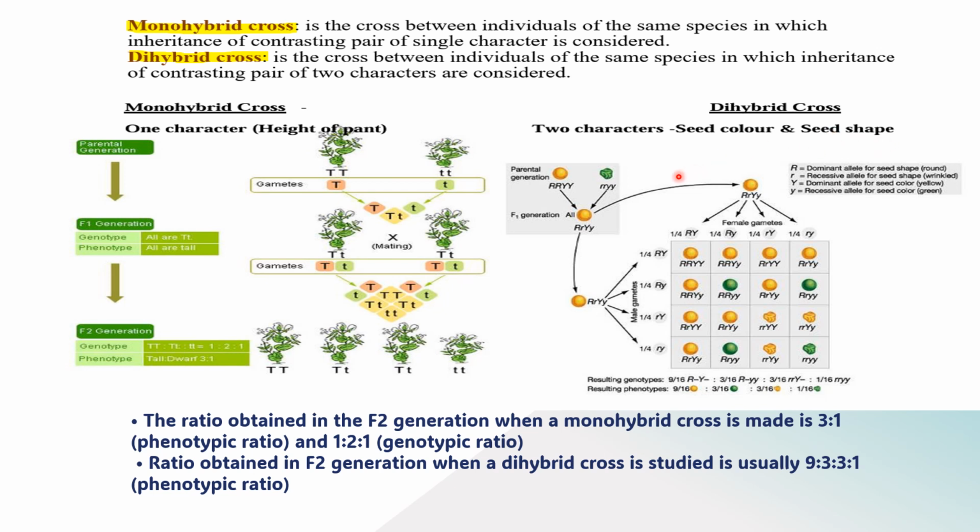Let's see the ratio. The ratio obtained in the F2 generation when a monohybrid cross is made is 3:1 in phenotypic ratio and 1:2:1 in genotypic ratio. Next, the ratio obtained in the F2 generation when a dihybrid cross is studied is usually the 9:3:3:1 phenotypic ratio. So please remember this.